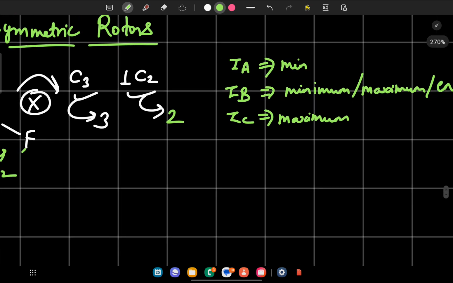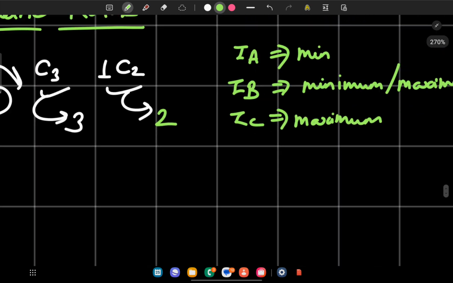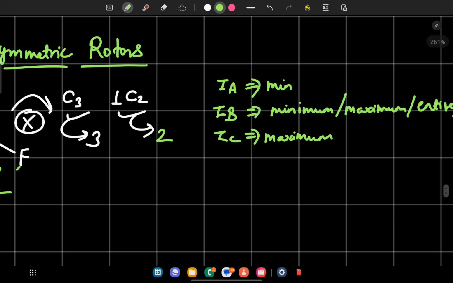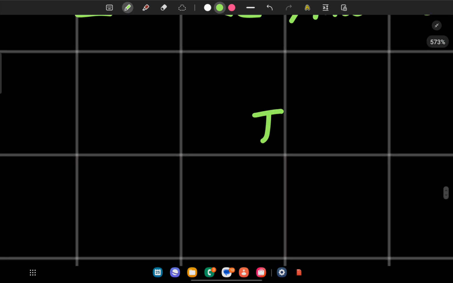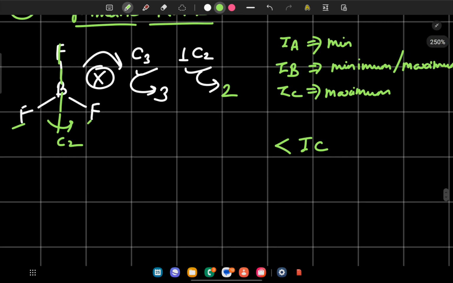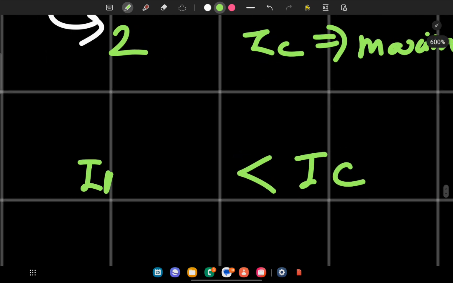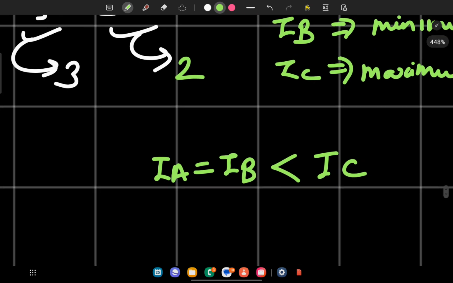Now what is the case in this particular scenario for BF3 molecule? We have the C3 axis which has the highest number of rotating atoms, so the IC will be along that C3 axis. So we have IC which is greater. Then we have two axes, IB and IA, which are the same. Minimum is along the C2 axis, and IB is also the same, also minimum. So we have IA equal to IB in this particular case, and your IC is greater.